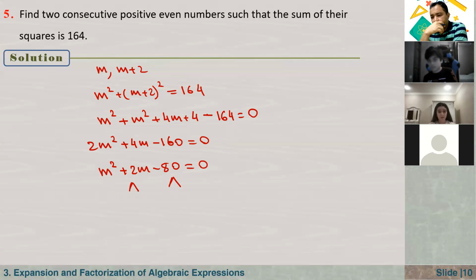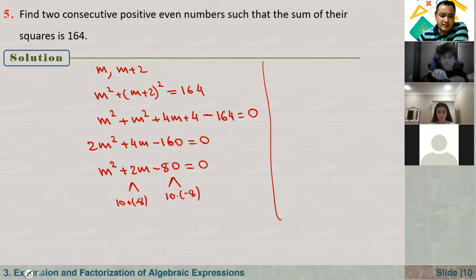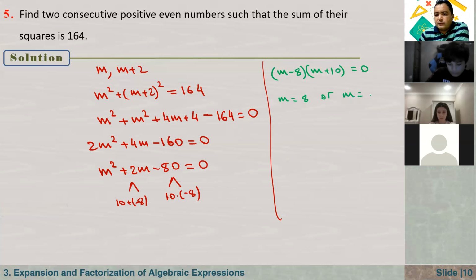Is it negative 8 and 10? That's correct, right? It's 10 times negative 8, that's equal to negative 80. And 10 plus negative 8, that's equal to 2. So I can factorize it as (m minus 8) times (m plus 10). That's equal to 0. Now from here, m equals 8 or m equals negative 10. But in the question, it says positive. We are talking about positive. So the second answer is rejected.